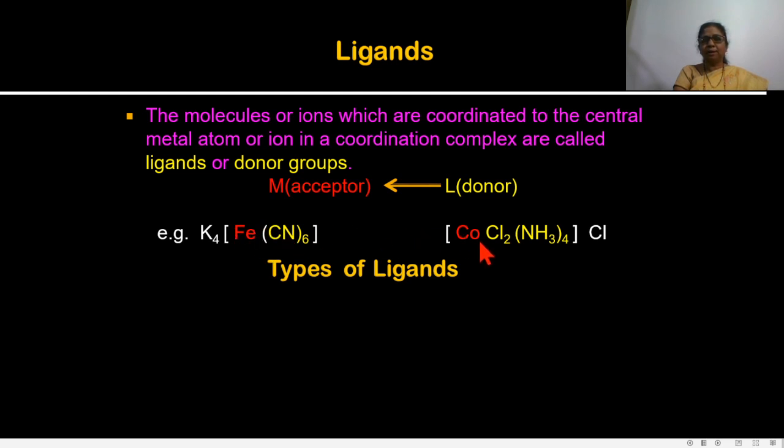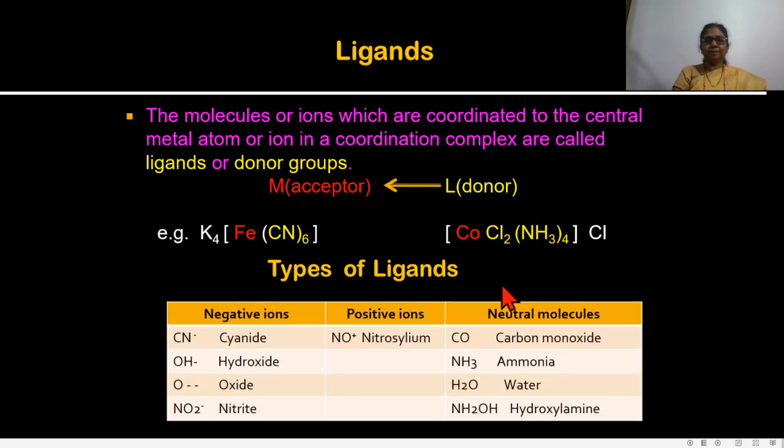Also in this example, the cobalt is the central metal atom, or central metal ion, and these are the surrounding atoms or molecules, which are called the ligands. Now see the types of ligands. The ligands may be negative ions, positive ions, or neutral molecules.